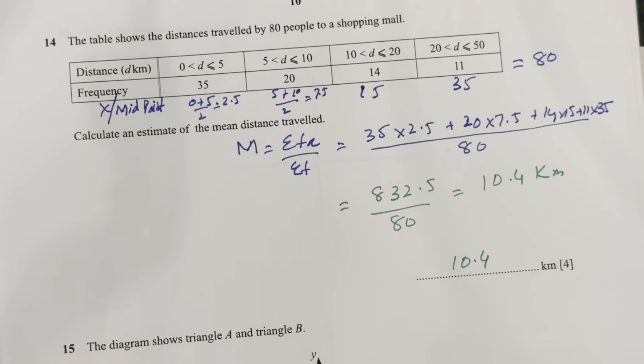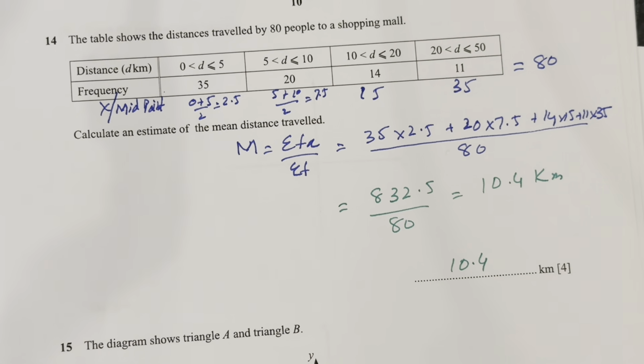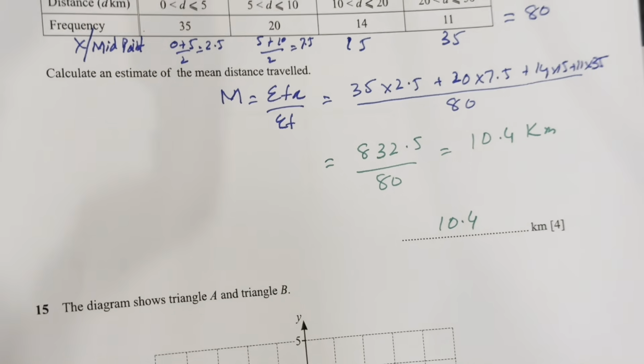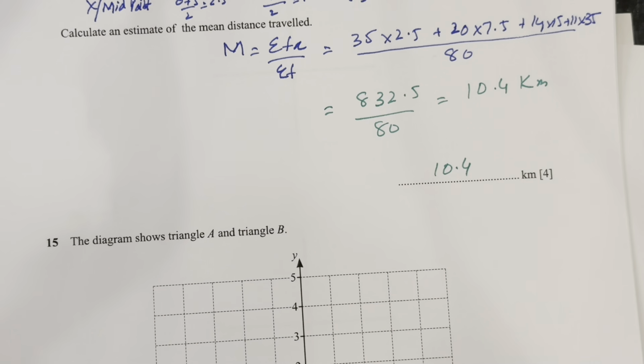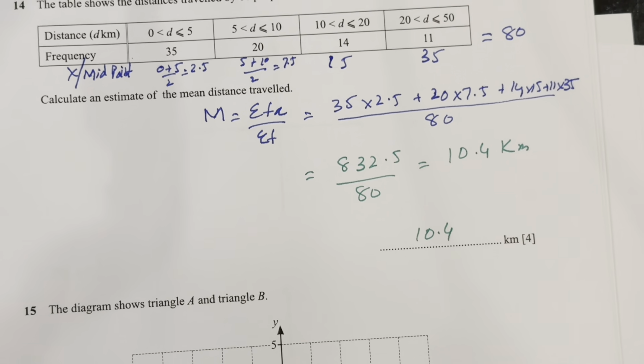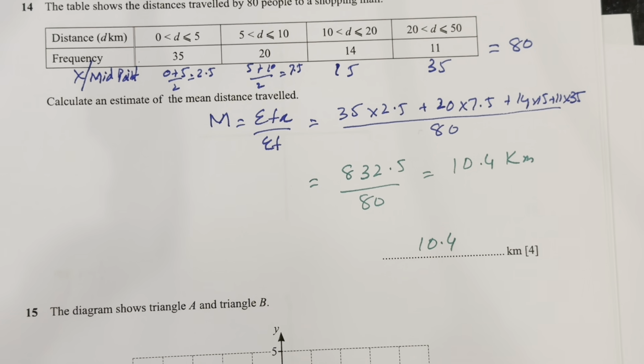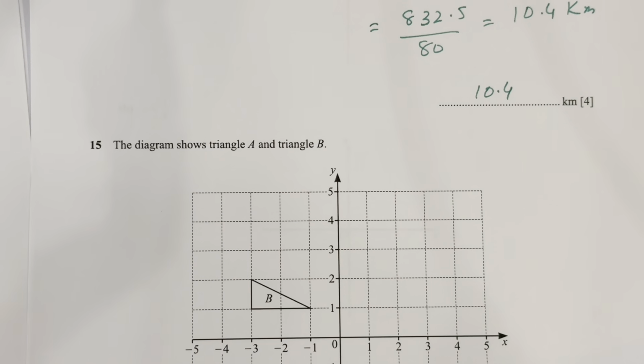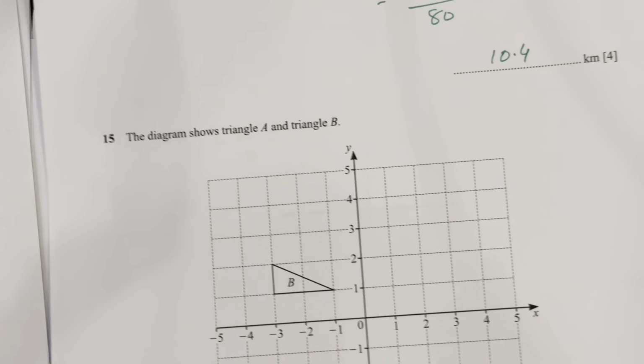The important thing was we calculated the midpoint and we used the simple formula of summation of fx over summation of f. How have we calculated the midpoint? We took the class interval, added the limits and divided by 2, which gives us the midpoint. Okay, moving to question number 15.